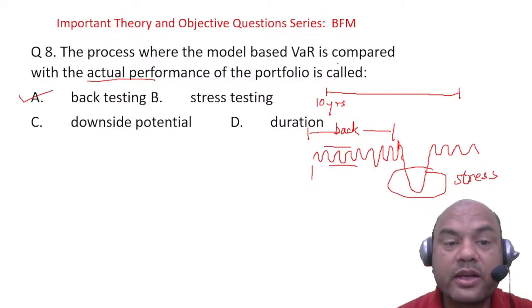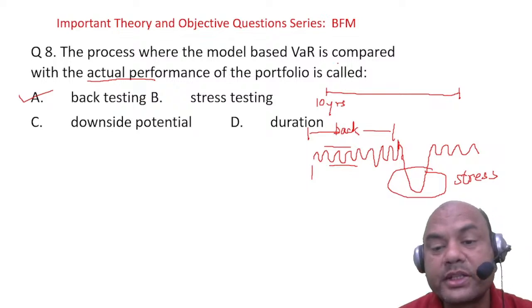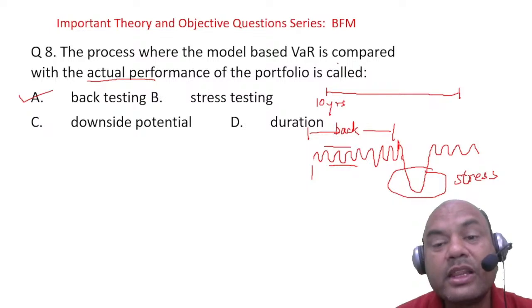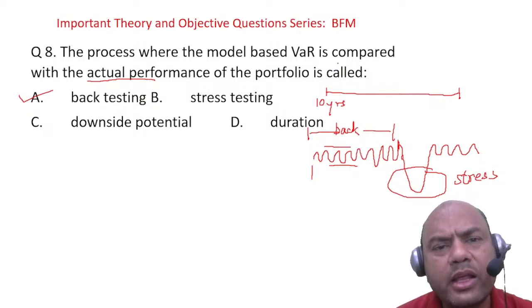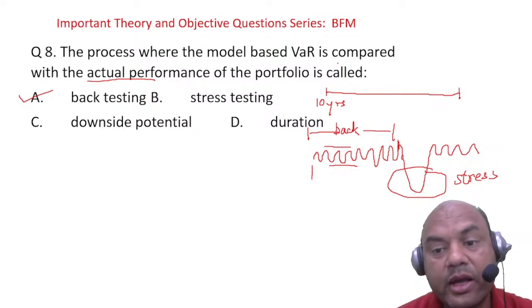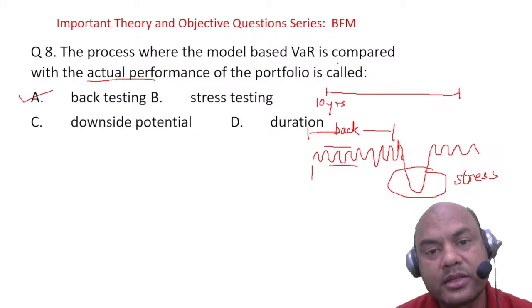So the answer over here is the actual performance of the portfolio. It is compared with this, so it is backtesting. Backtesting is used for limited purposes, for normal trading conditions. I can't use backtesting for extreme trading conditions. We call it a tail theory. We can't use it for the extreme conditions.